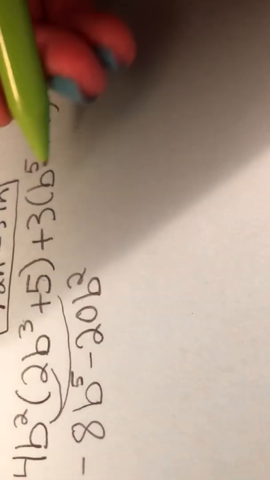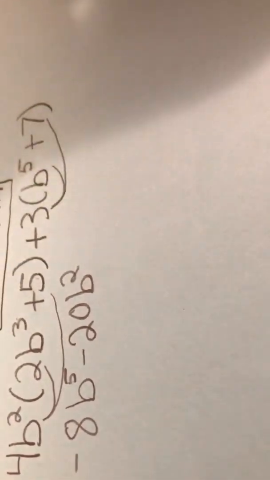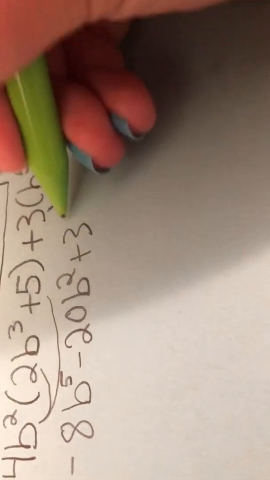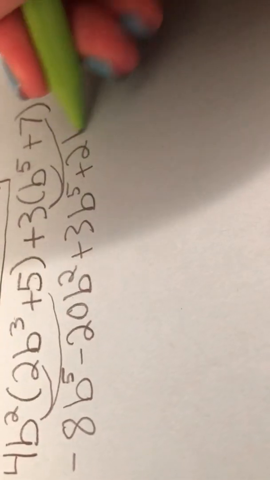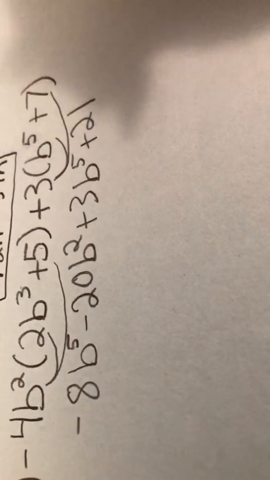Distribute on the second part. Plus 3b to the 5th. And then plus 21. Combine like terms.